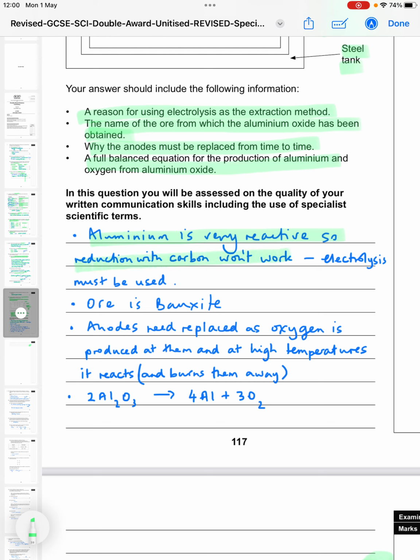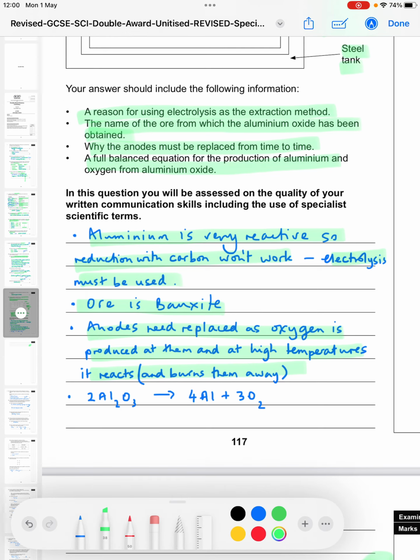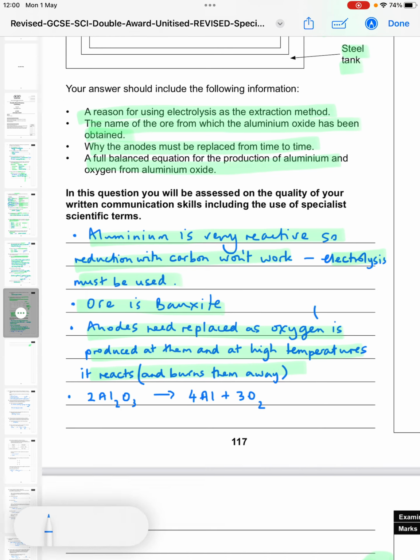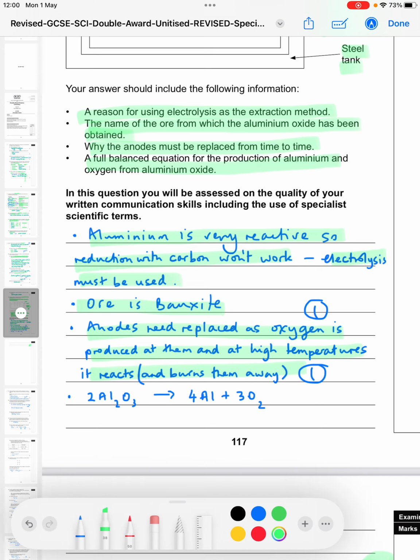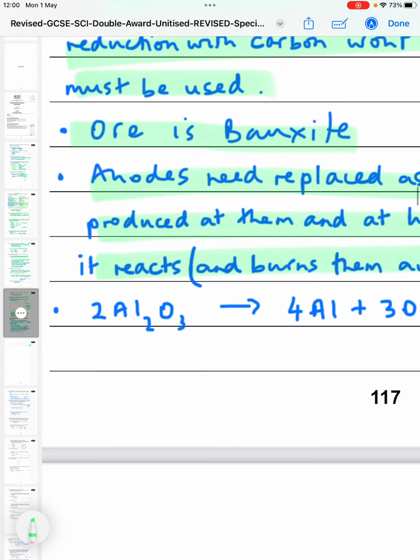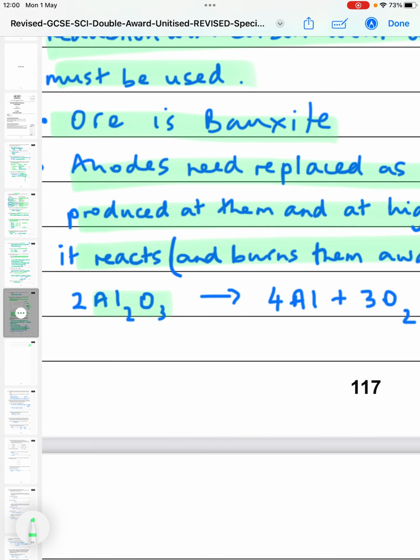So following that, the first one, a reason for using electrolysis, is because aluminium is very reactive, so reduction with carbon won't work, so electrolysis must be used. The second one, the name of the ore from which it's been obtained, is bauxite. And the third, why the anodes must be replaced from time to time, is because oxygen is produced at them, and at high temperatures it reacts and then burns them away. So I'd say if you're wanting to break down the marks there, I would imagine 1 mark for the oxygen is produced at it, and the 2nd mark for they burn away.